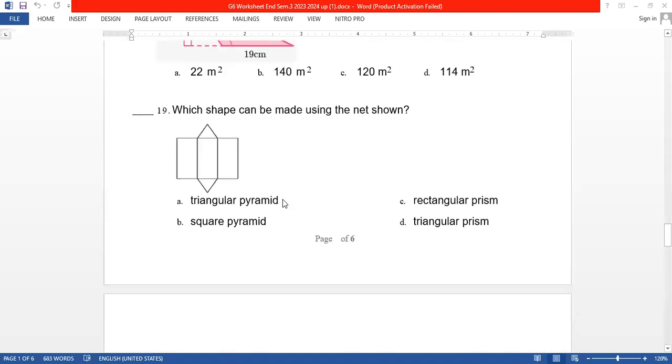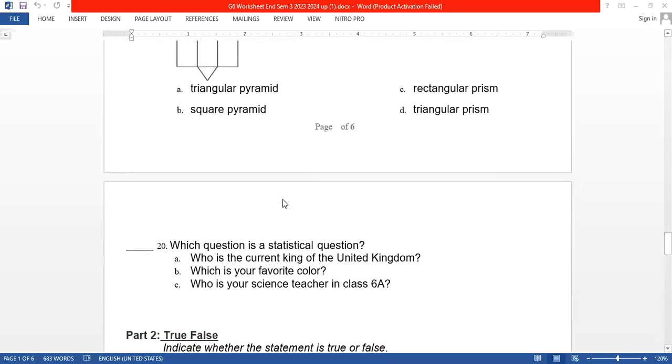Now, next question, which is question number 20. Which question is a statistical question? Statistical questions have a variety of answers, a variety of responses. So when the question has one answer, it is not statistical. Look at choice B, which is your favorite color. If you ask the students in the class which is your favorite color, they will have many different answers, yes? So this could be a statistical question.